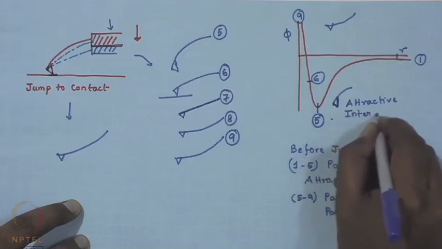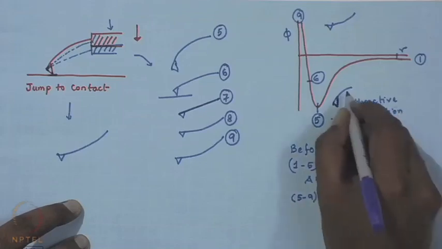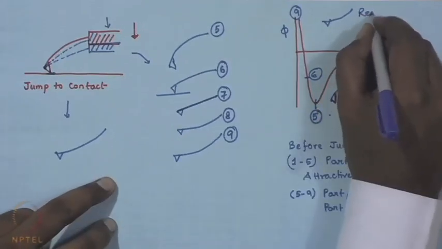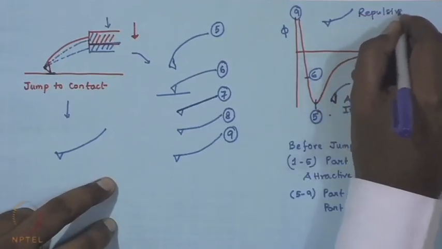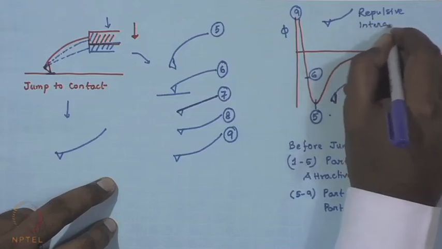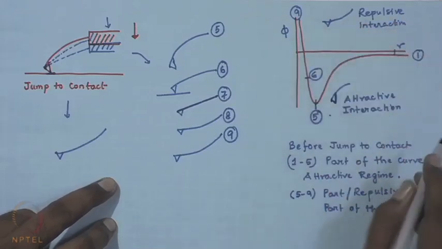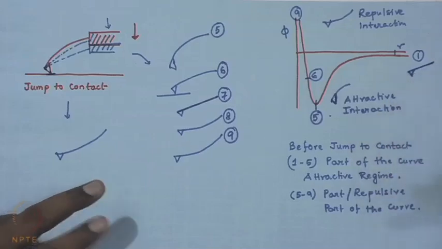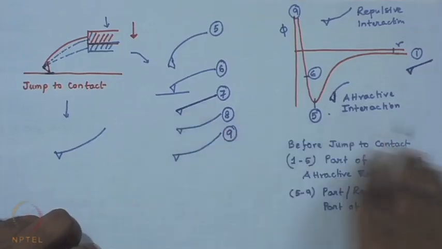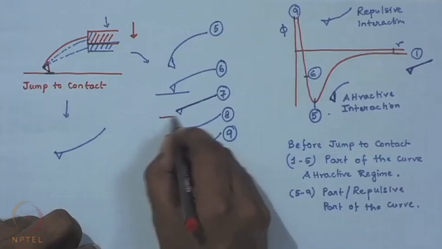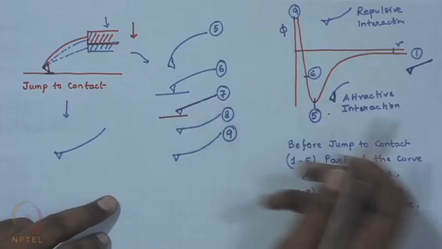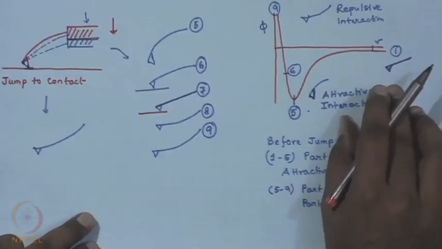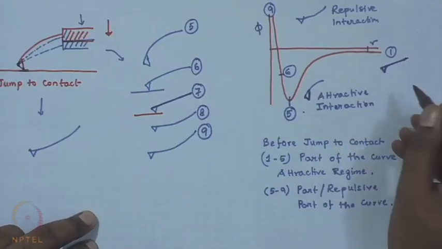So, an attractive interaction will have the cantilever deforming like this, while a repulsive interaction will have the shape of the cantilever like this. Of course, when there is no interaction, it will be straight. But in between, you see that I have deliberately drawn a case 7, where again the deflection resembles the deflection at 1, where there was no interaction.